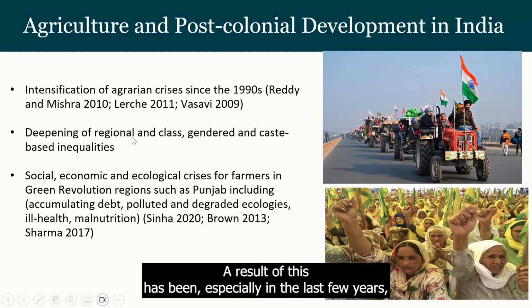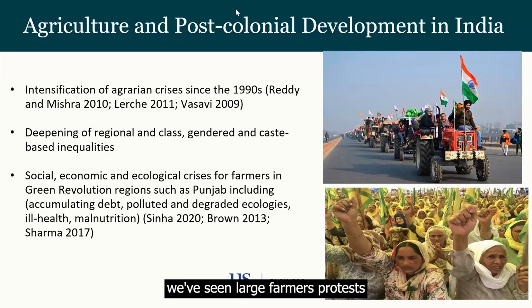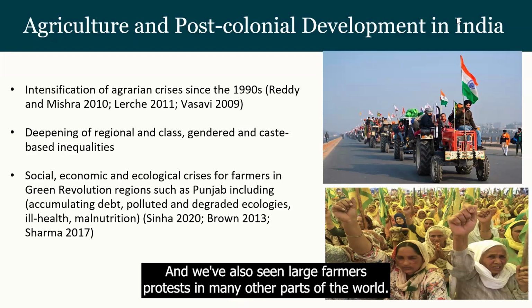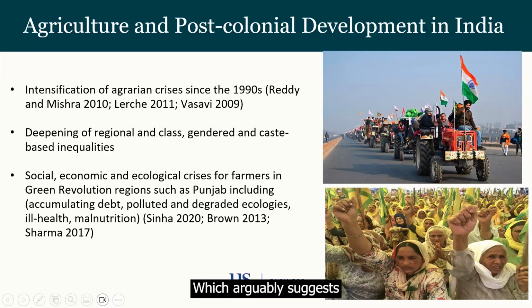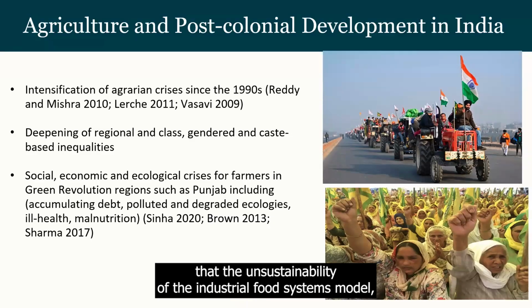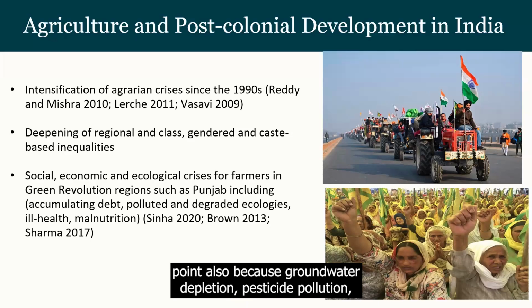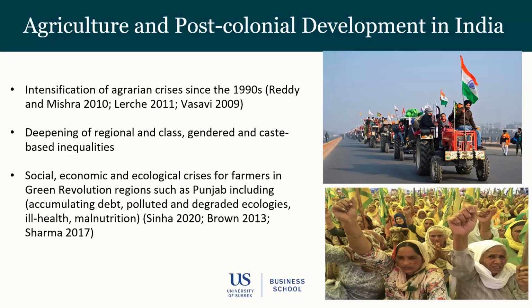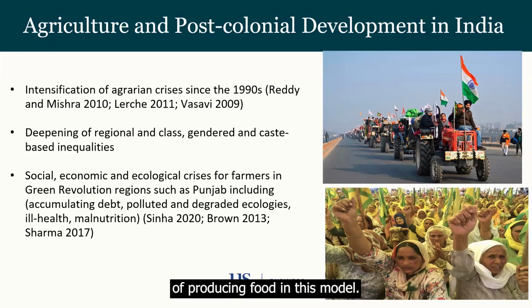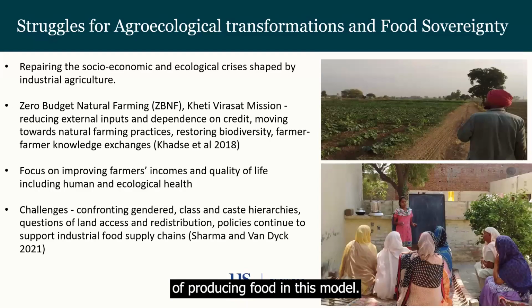A result of this has been, especially in the last few years, we've seen large farmers' protests in India surfacing over and over again. And we've also seen large farmers' protests in many other parts of the world, which arguably suggests that the unsustainability of the industrial food systems model based on extraction of resources is coming to a kind of saturation point, also because groundwater depletion, pesticide pollution, the consequences of all of this are quite visible in many of the regions that were at the forefront of producing food in this model.